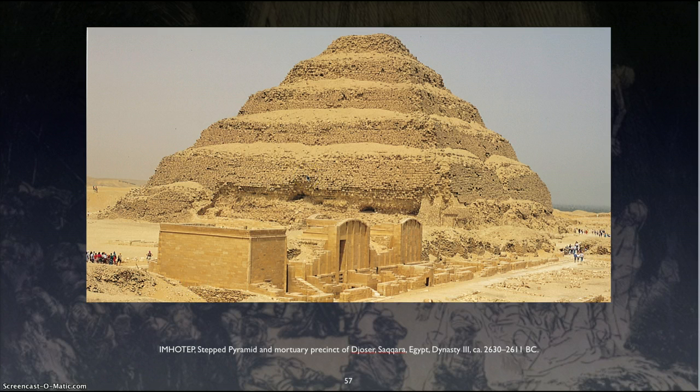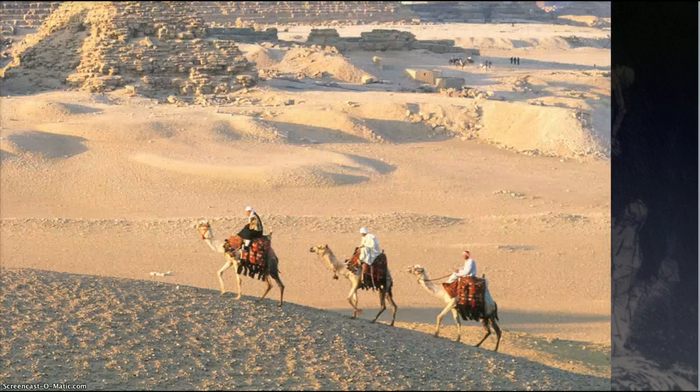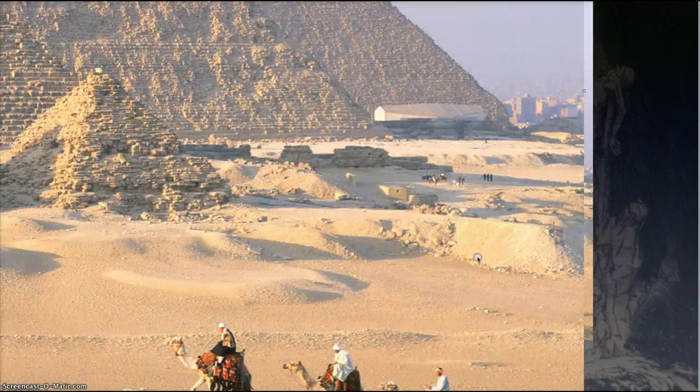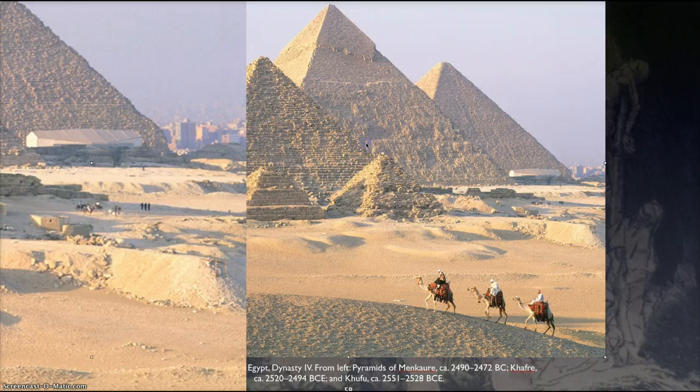But to show the strength of the pharaoh, they started building mastabas that were bigger and bigger and bigger, and they stepped them, still creating that look. Then very soon, you get the idea, and of course my image is bad here. Hold on. There we go.